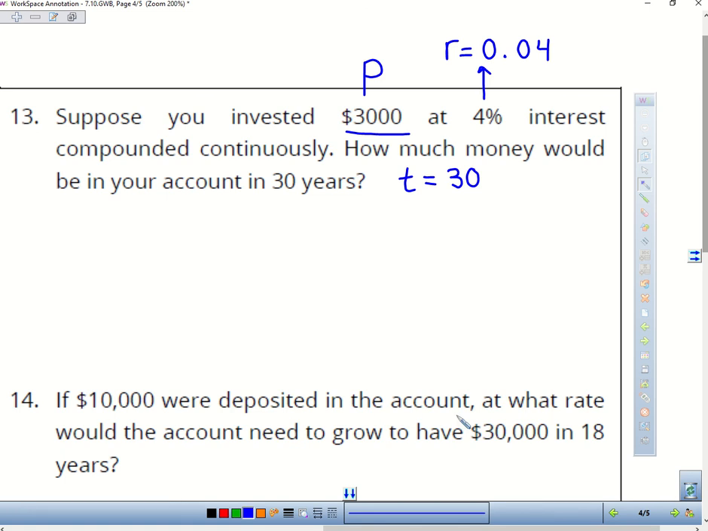So they always have to give you 3 pieces of information to solve for one of the other pieces of information, because there's 4 variables in the problem. So you always need one less than the number of variables in the problem to solve for a variable. So A of 30 is equal to your principal times E to the power of the rate times time. Okay?